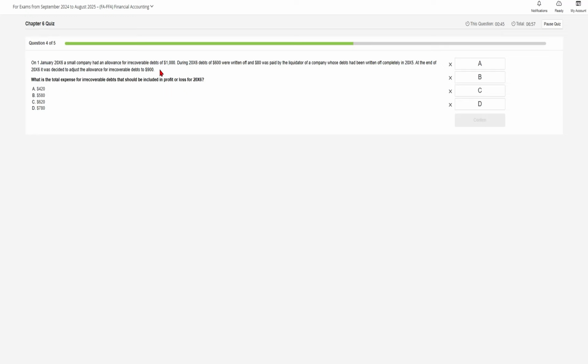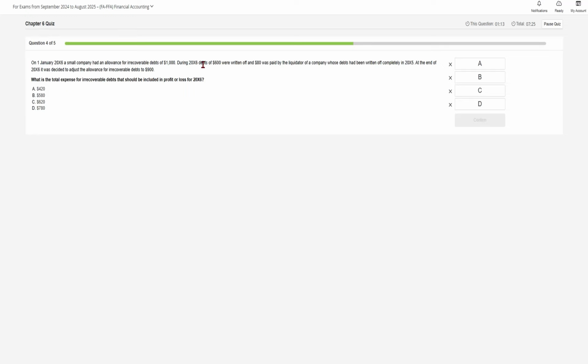So if you compare opening and closing, the allowance has decreased by how much? 100. So what is the total expense for irrecoverable debt that should be included in the profit or loss for 20X6? Alright, so first, the opening balance of allowance is given, and the closing balance is now 900. So how much is the movement? 100. Is it an increase or decrease? It's a decrease. So that means it will be credited to the P&L, 100.